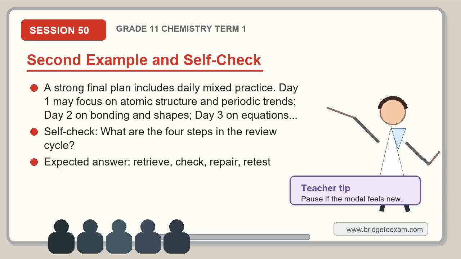Now answer this self-check. What are the 4 steps in the review cycle? A strong answer should include retrieve, check, repair, retest.